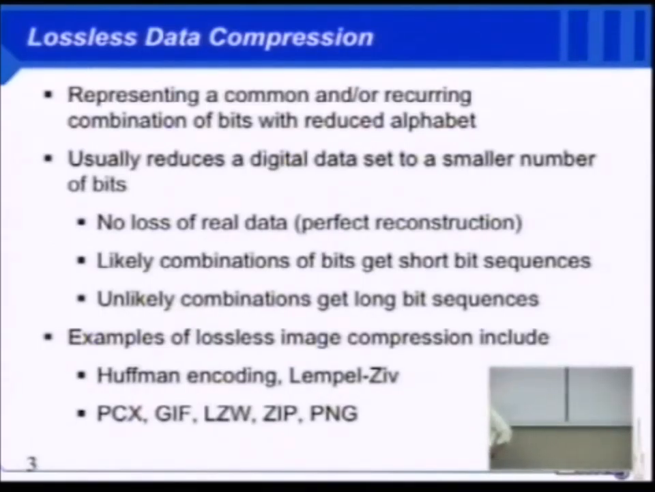And what are some examples of this? So if you've ever heard the term Huffman encoding or the Lempel-Ziv algorithm, those are examples of lossless image compression or just lossless compression techniques in general. Specifically for images, if you see any file extension that says PCX, GIF, LZW, ZIP, PNG, those include lossless forms of compression. Very similar to the type that I'll show you in a second.